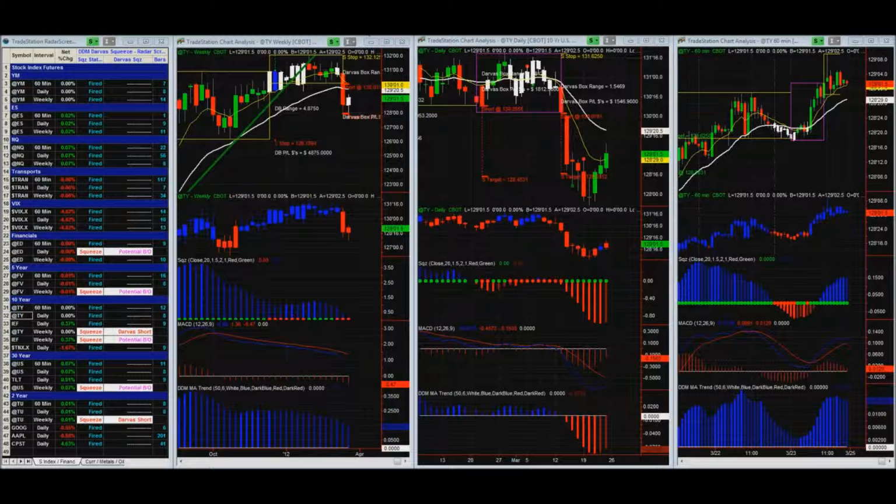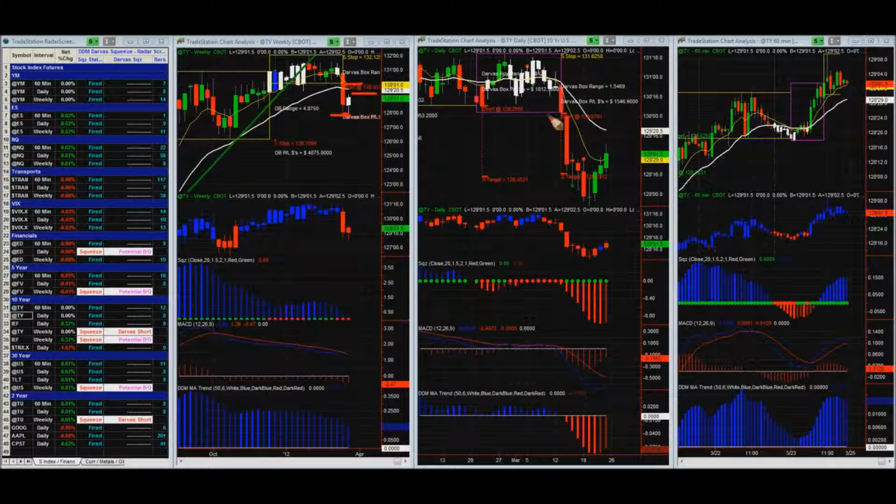Now, looking at the 10-year, you can see the 10-year had an actual Darvas squeeze short. It fired a Darvas squeeze short signal on the weekly chart with the break of that box, and this signal at about 130 has already hit the target on the weekly. And you can see once it hit the target there, it pretty much held.